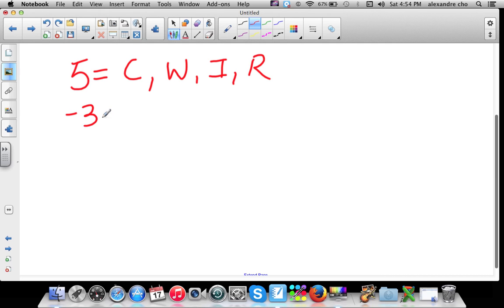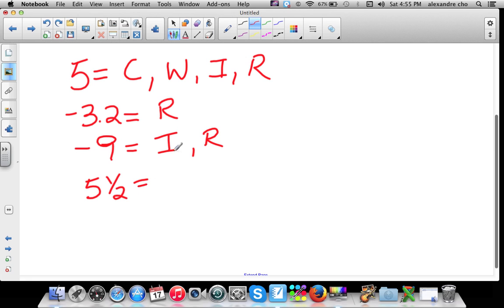Okay. -3.2. It's rational. -9. It's an integer, and it's rational. 5.5. Okay, it's just a rational number. 3.4444, and that should have been written like this actually. The decimal that goes on forever, but it's a repeating decimal, so that makes it rational. Okay, a decimal that goes on forever and it repeats, it's rational.